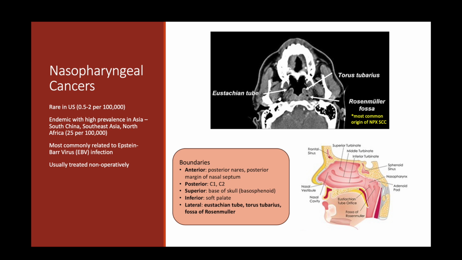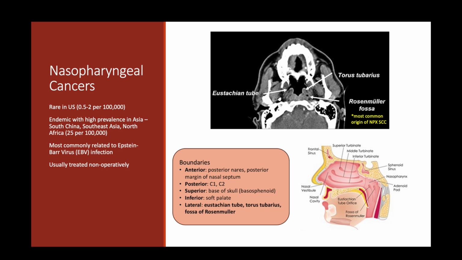So the eustachian tube is bounded by a structure known as the torus tubarius that kind of juts out just posterior to the eustachian tube. And right behind that is a little cavity known as the fossa of Rosenmuller. And the fossa of Rosenmuller is actually the most common origin of nasopharyngeal squamous cell carcinoma. So those are some of the important anatomical features to be able to identify on a CT scan for the nasopharynx.